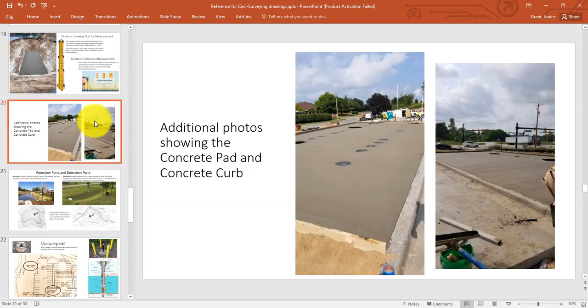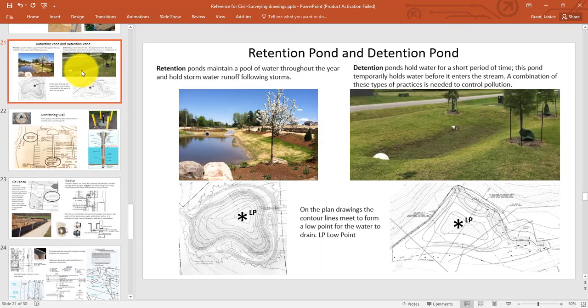Here are other photos of that concrete pad. The difference between a retention pond and a detention pond, you'll see this on the drawing.